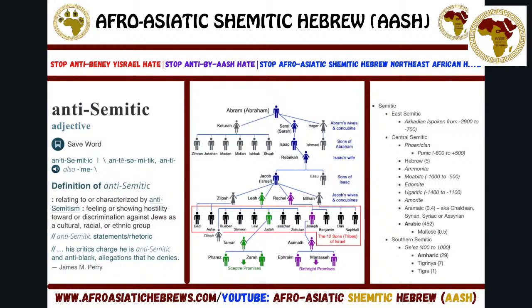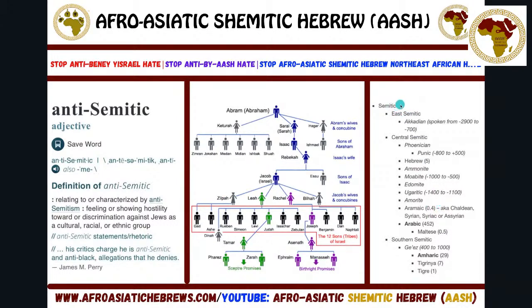Anti-Shemitic or anti-Semitic: relating to or characterized by anti-Semitism or anti-Shemitism, feeling or showing hostility toward or discrimination against Jews or Hebrews or Israelites or Yehuda or Afro-Asiatic Shemitic Hebrews as a cultural, racial, or ethnic group. So you have the definition, you have the family tree, and then you have some of the nations.